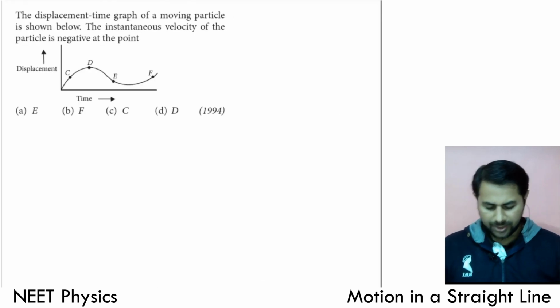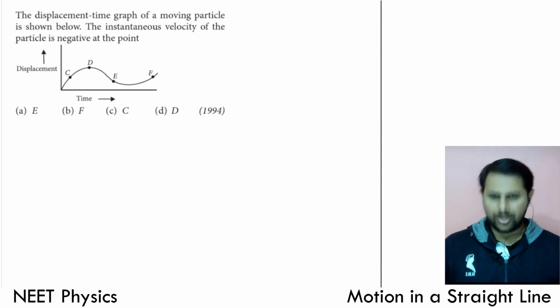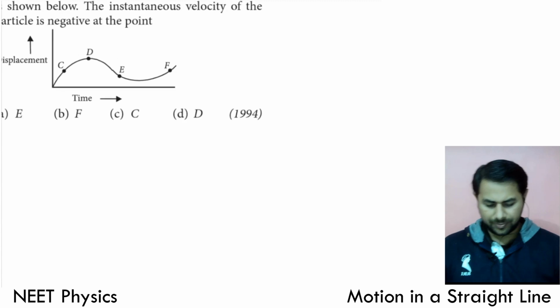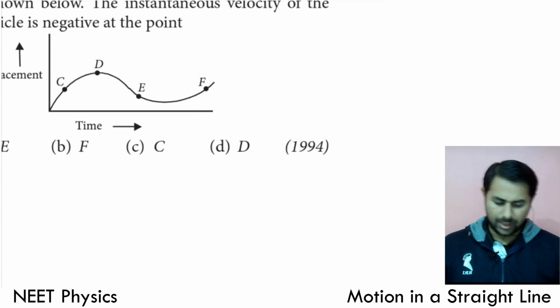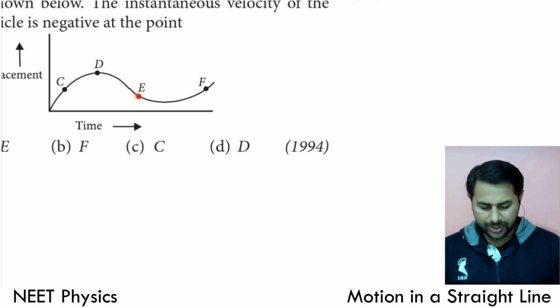All right, let's come over here. The displacement time graph of a moving particle is shown below. The instantaneous velocity of the particle is negative at the point. Where is it negative? So option A is E, right? Good. Yeah, everyone is saying option A, right? Option A means point E.